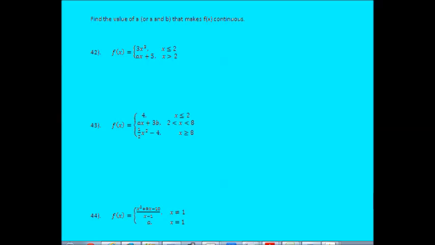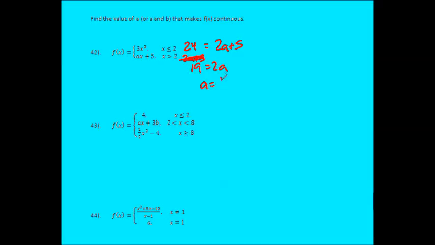And to wrap things up, finding the value of a constant or constants that will make a function continuous. All you have to do is, again, plug in the break value. So when I plug in 2, 3 times 2 cubed will give me 24. And I plug in 2 for x here, I should get 2a plus 5. All I need to do is set those equal to each other. 24 equals 2a plus 5. Subtract 5, 19 equals 2a, so a equals 19 halves. 19 over 2 is your answer.